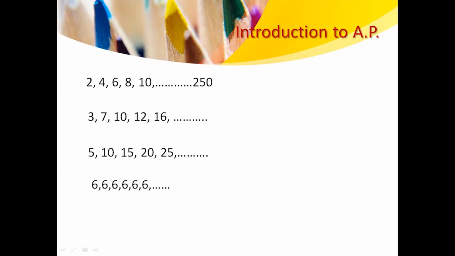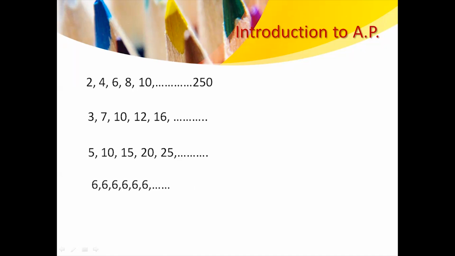So I can write a list of numbers. Here I have written 2, 4, 6, 8, 10 till 250. They are the list of numbers. Similarly 5, 10, 15, 25 and so on. Now this is the sequence we have just learned, that it is a list of numbers. Then we have progression.